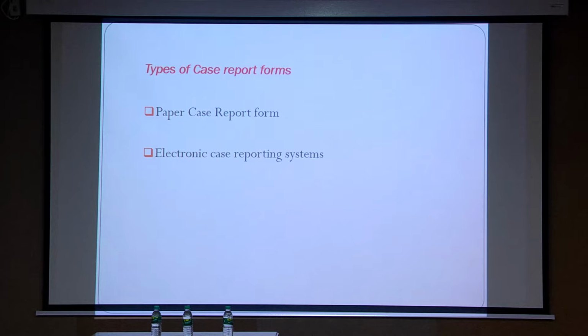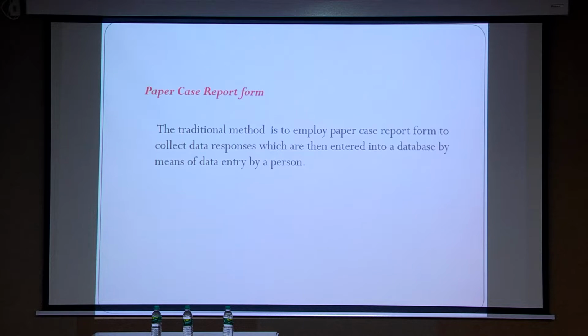Moving on to what are the types of case report forms? They are paper case report form and electronic case reporting system. So, paper case report form. It's one of the traditional methods which is used to collect data responses which are then manually entered by a person into a database.